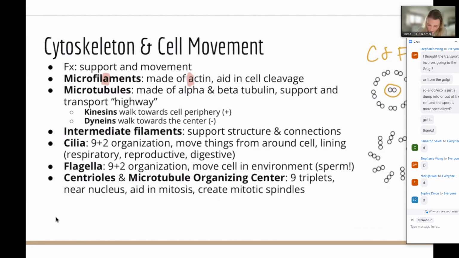Compared to here, these 9 triplets, and this is in centrioles, which follow a different pattern of organization. I don't really think this structure helps you, if you saw the 9+2, to know that cilia and flagella are more involved in movement, but the way that the actual microtubules grow out from that does make a little bit of sense.